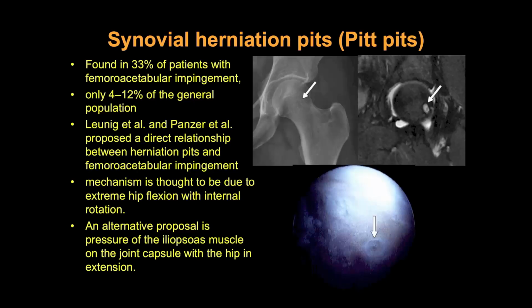We also may see synovial herniation cysts or pits along the anterior aspect of the femoral neck-head junction, seen in up to 33% of patients with femoroacetabular impingement and between 4 and 12% of the general population. Authors have proposed a direct relationship between the herniation pits and femoroacetabular impingement. The mechanism is thought to be due to extreme hip flexion with internal rotation. An alternative proposal is pressure of the iliopsoas muscle on the joint capsule with the hip in extension.